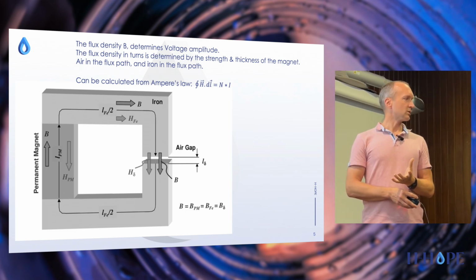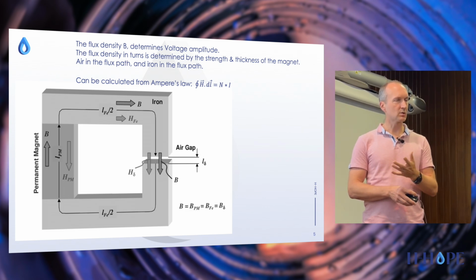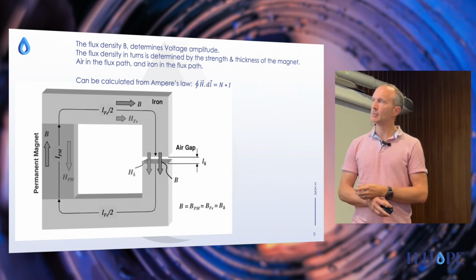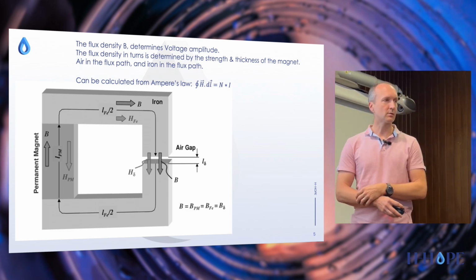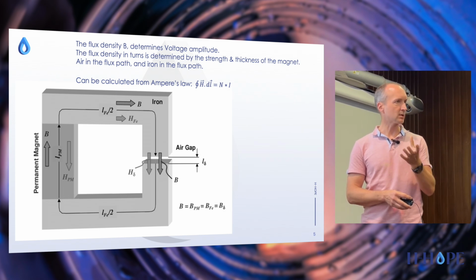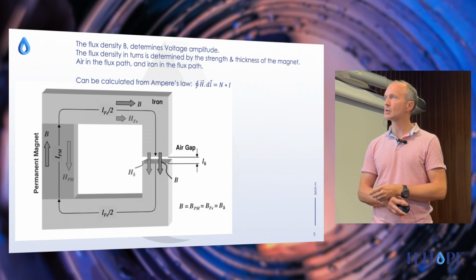You don't have to have stator steel. You could have an air core generator. It will produce a low voltage, and the efficiency will also be quite low. But from Ampere's law, you can extract what flux density you will have in your magnetic circuit, and therefore it's a guide for the design of a generator.